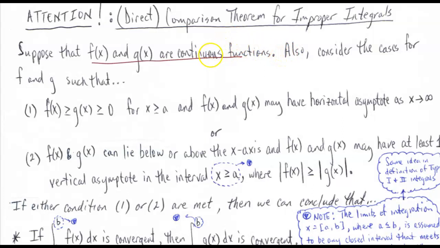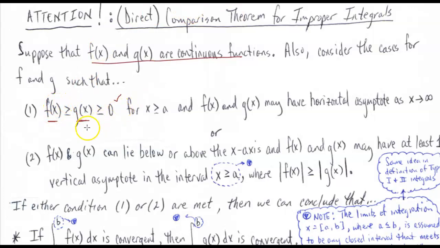We are considering both f and g to be continuous functions such that they meet either one of these two conditions. Condition number one is that our function f and our function g are both functions that lie above or on the x-axis. Also, we know that our function f is bigger than our function g.